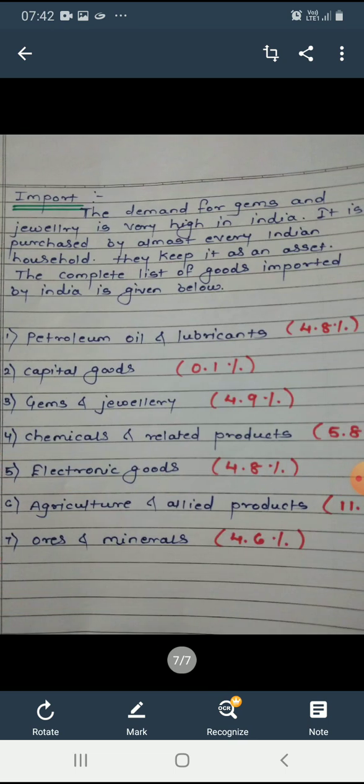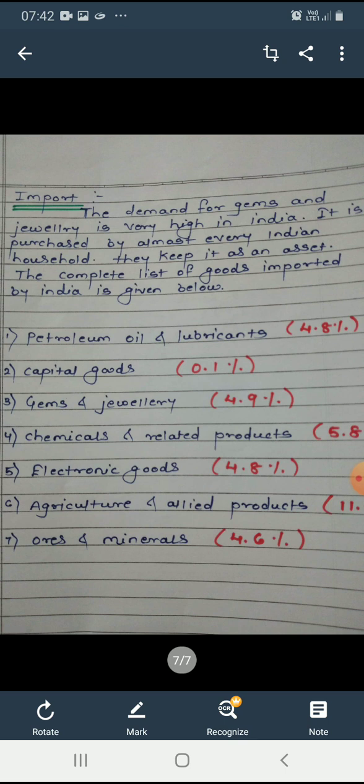The demand for gems and jewelry is very high in India. It is purchased by almost every Indian household. They keep it as an asset. The complete list of goods imported by India is given below. Petroleum oil lubricants 4.8%, capital goods 0.1%, gems and jewelry 4.9%, chemicals and related products 5.8%, electronic goods 4.8%, agriculture and allied products 11.4%, ores and minerals 4.6%.